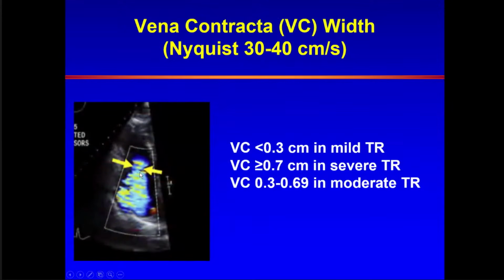How about vena contracta, which you want to measure from several views? These include the apical short axis as well as the RV inflow view. Some views are clearer and more reproducible than others. At the end, you want to use data that you like and you trust. A vena contracta less than 0.3 goes with mild TR, 0.7 or above severe, and in between moderate.